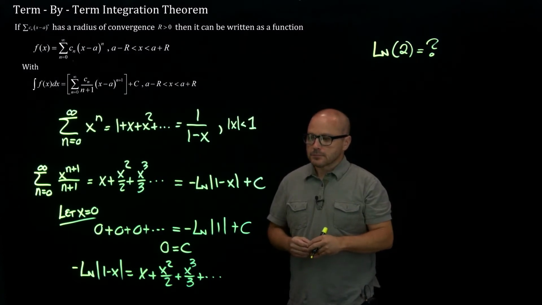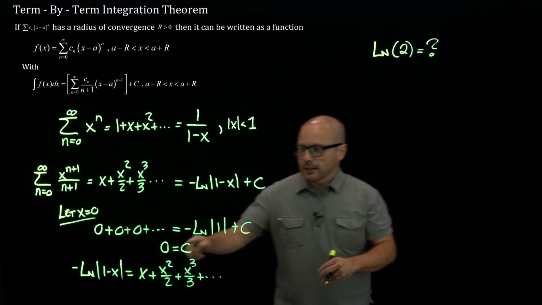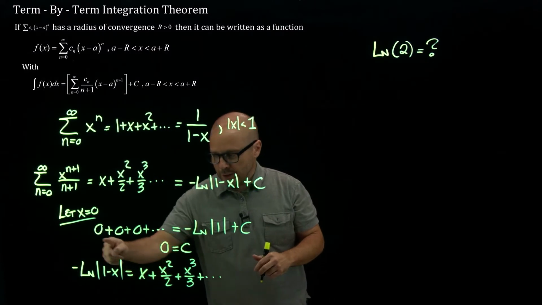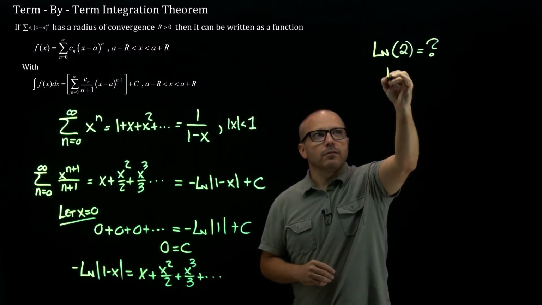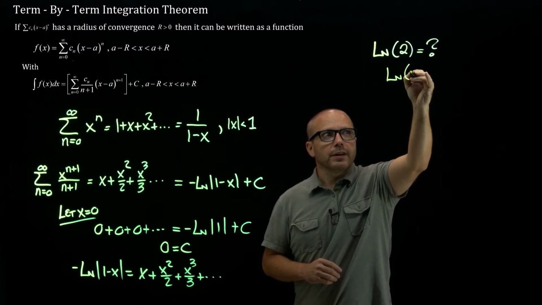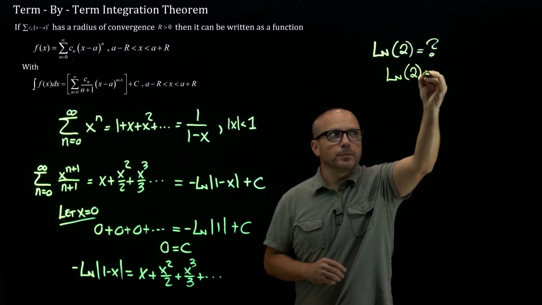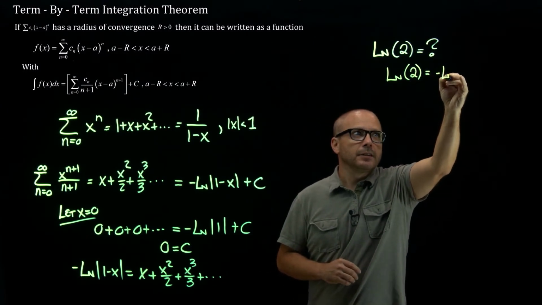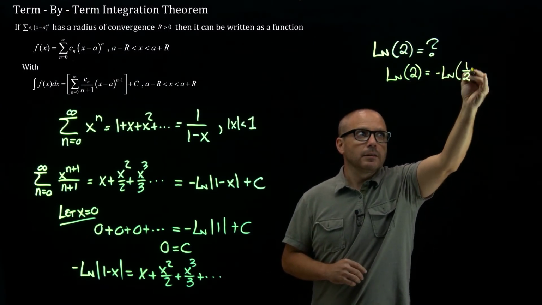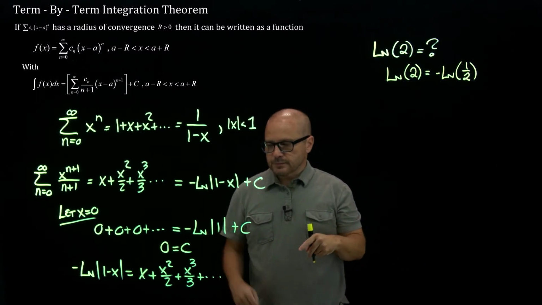Well, this is a little bit awkward. I'm going to have to write natural log of 2 in this form. And I'm going to take advantage of rules of exponents. Natural log of 2, by the exponent rule of logs, is negative natural log of a half. So I'm getting close.